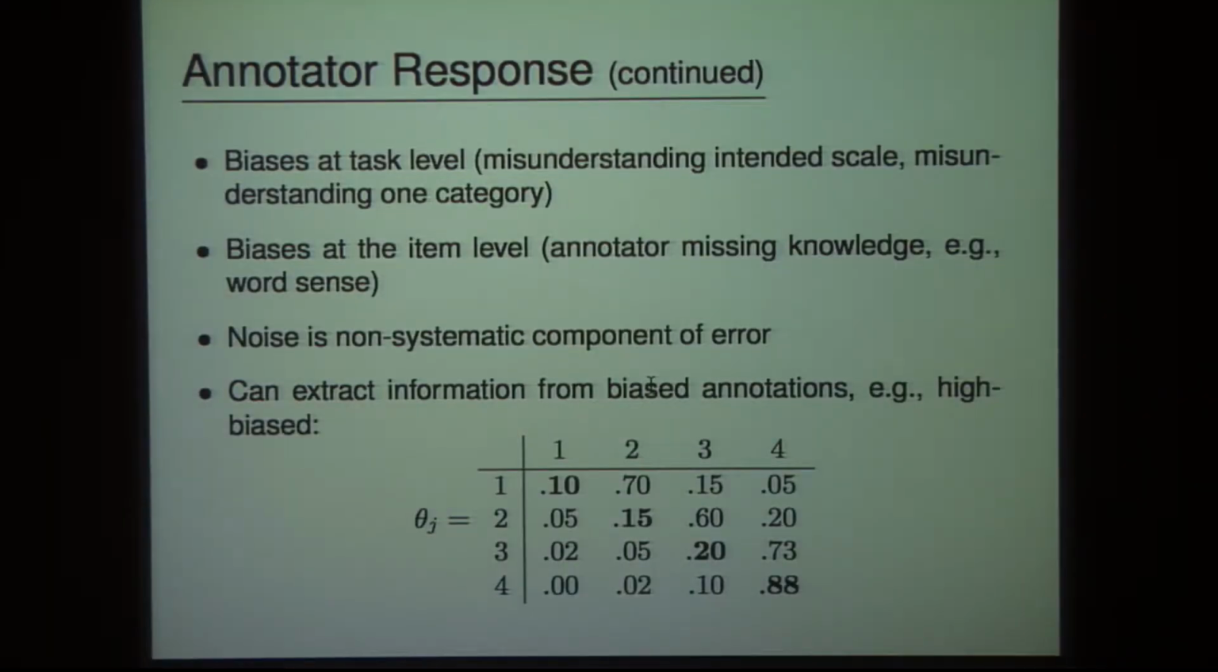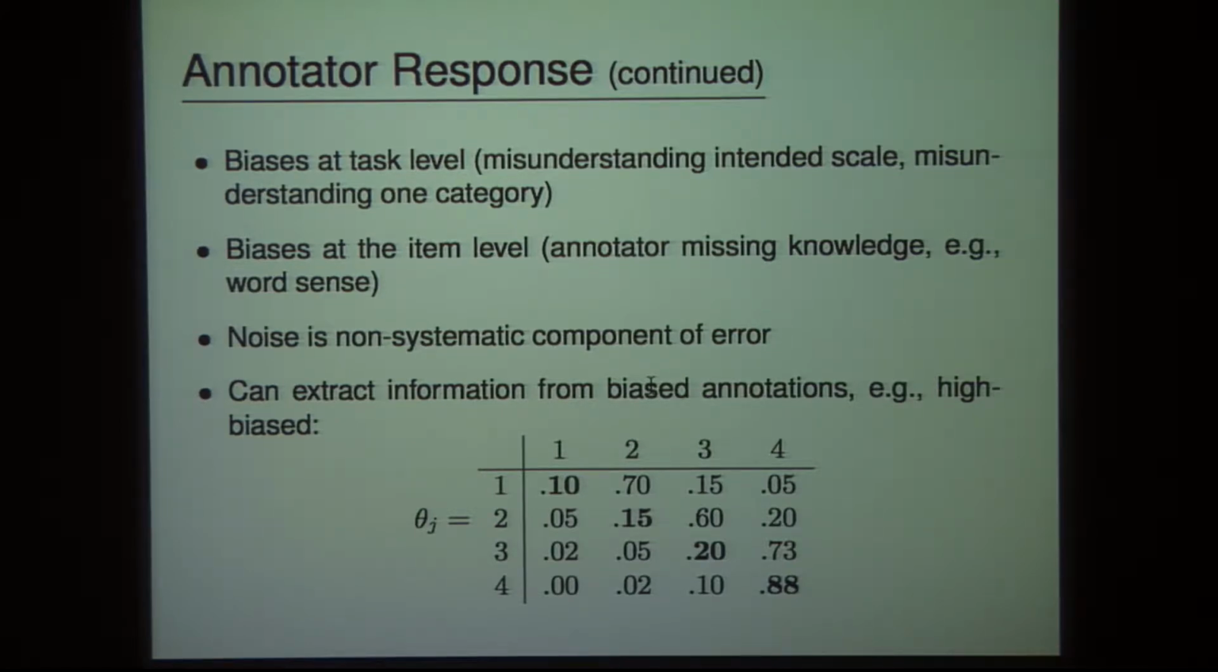So I have an example down here of a theta J response. There are 4 possible true categories along the columns, and then along the rows you see the annotator's response. So if the true category is 1, this annotator is 70% likely to say 2. If the true category is 2, they're 60% likely to say 3. And so forth. So this is an annotator bias toward the high side.